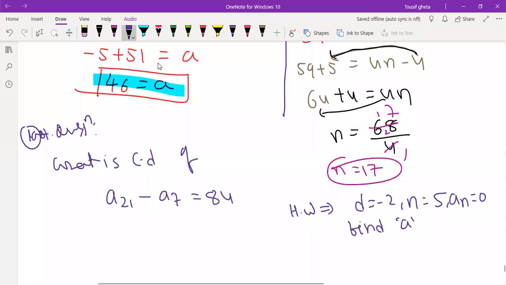This is it. Let's see these two sums, who can do. This is A20. What is the common difference of this? And this is the A question.